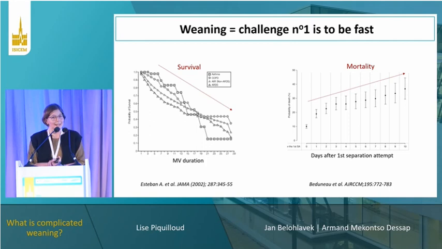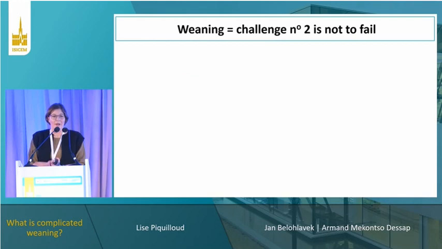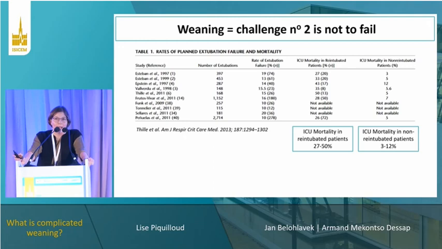Then we have to be fast, but not too fast, because when we fail and have to reintubate our patient, we have a huge increase in mortality. These are old data, and you can see that depending on the studies you read, you have a mortality for the reintubated patient between 27 and 50%, compared to mortality between 3 and 12% for patients who were not reintubated.